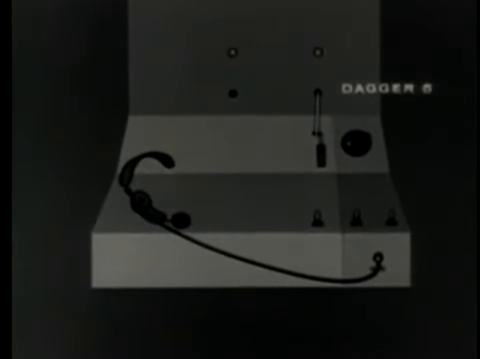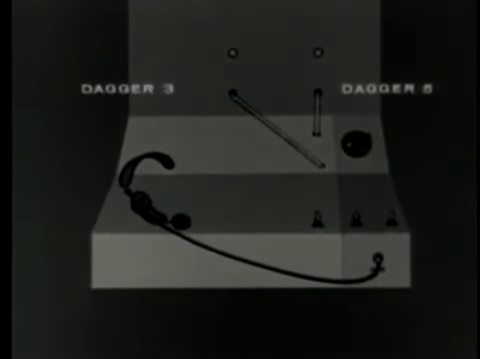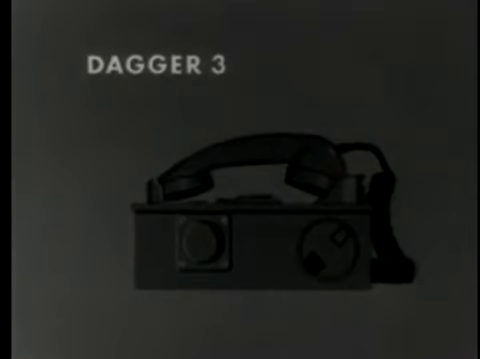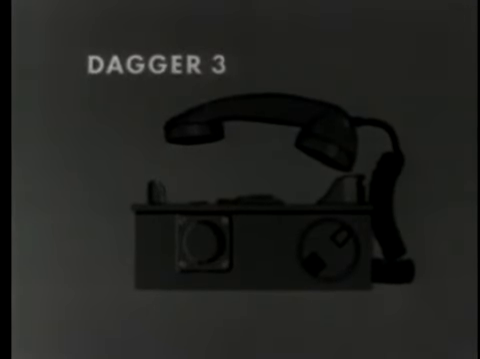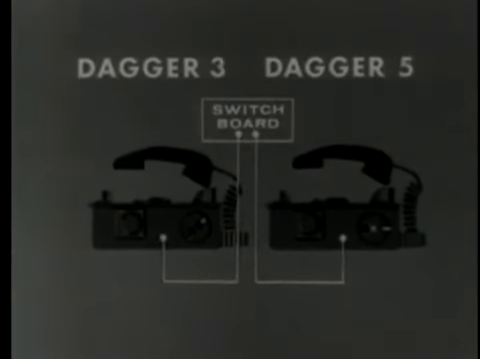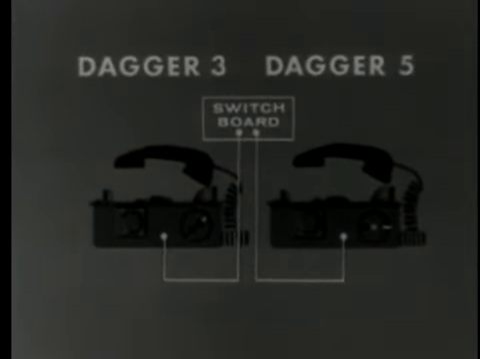Dagger switchboard. Dagger 3. Dagger 3. Dagger 5. And the conversation proceeds.